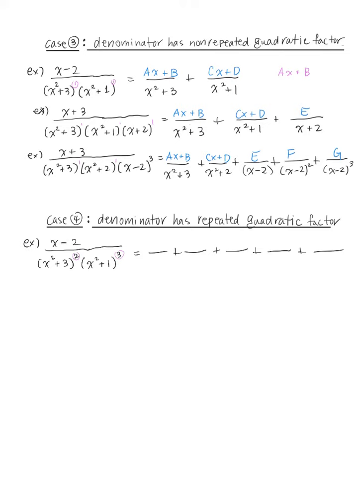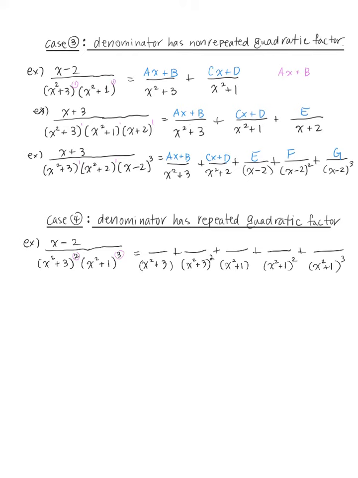x squared plus 3 has 2 copies of it. So first, we're going to have x squared plus 3. That's the first copy of it. And then you're going to have x squared plus 3 to the second. Okay, now x squared plus 1 repeats 3 times. So first repetition, second repetition, and the third repetition, just like that.